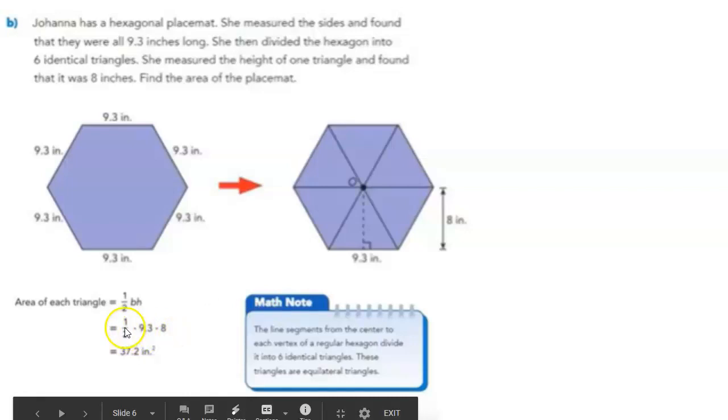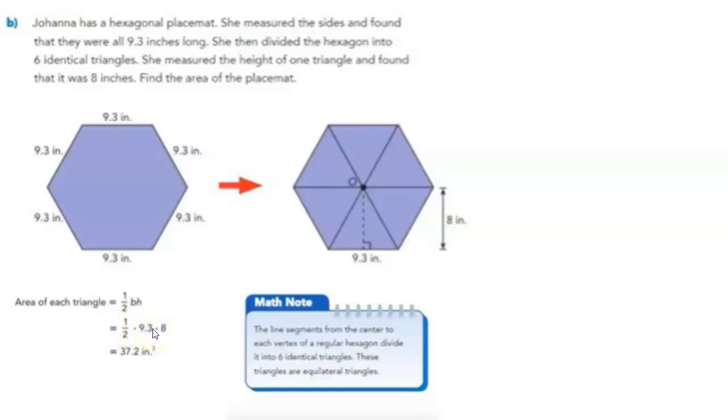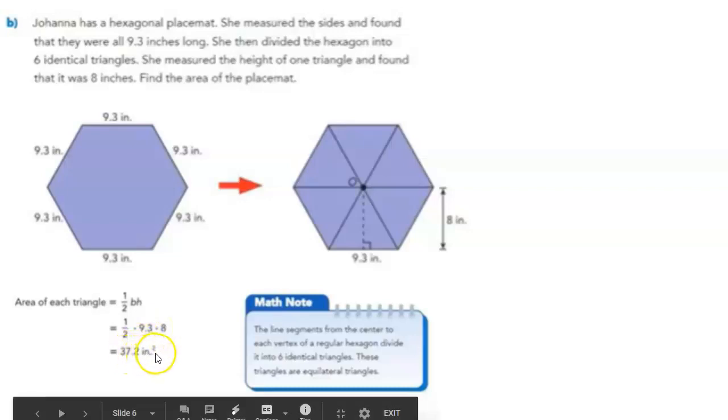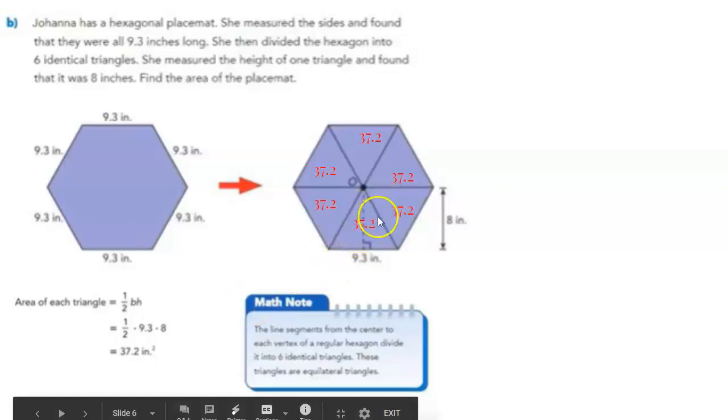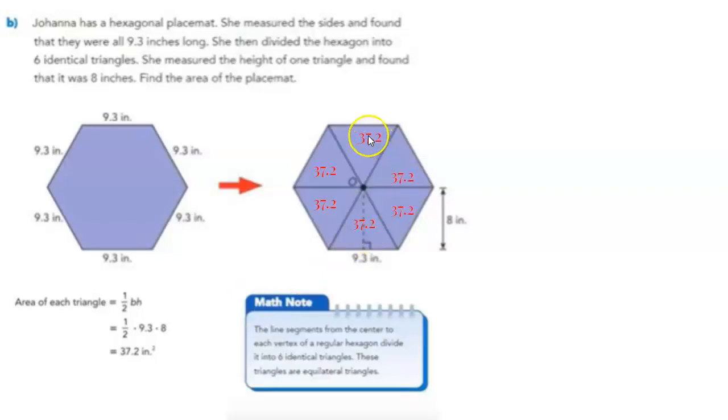I'm going to make it a little easier on myself and do 1/2 times 8, which is 4, and 4 times 9.3 gives me 37.2 inches squared. So I have 37.2 inches squared, but I'm not done. That's just this triangle. I have 1, 2, 3, 4, 5, 6 of those. So now I have to multiply 6 times 37.2 and I get 223.2 square inches. So the 223.2 square inches is the area of this entire hexagon.